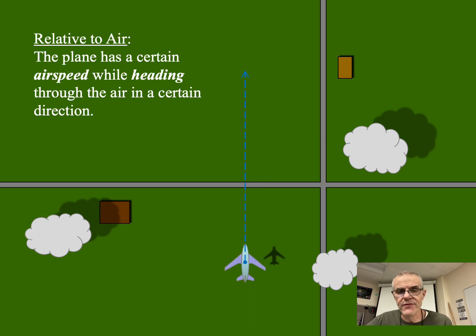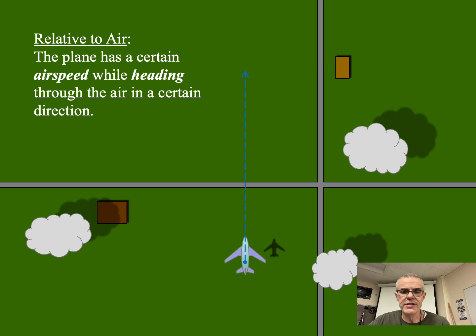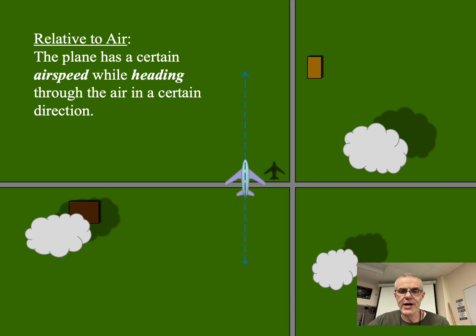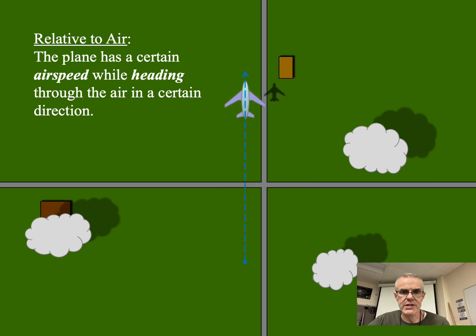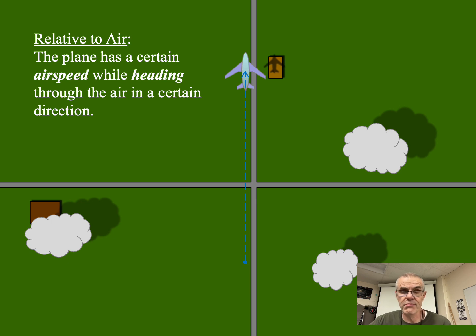In this perspective, if we could use the clouds as a frame of reference, in essence, we're using air as a frame of reference, then this is the motion of the airplane in that frame of reference, and it is north. In pilot speak, that would be the airspeed of the plane. You go through a certain amount of air, a certain number of miles of air per hour, and that would be the airspeed of the plane.